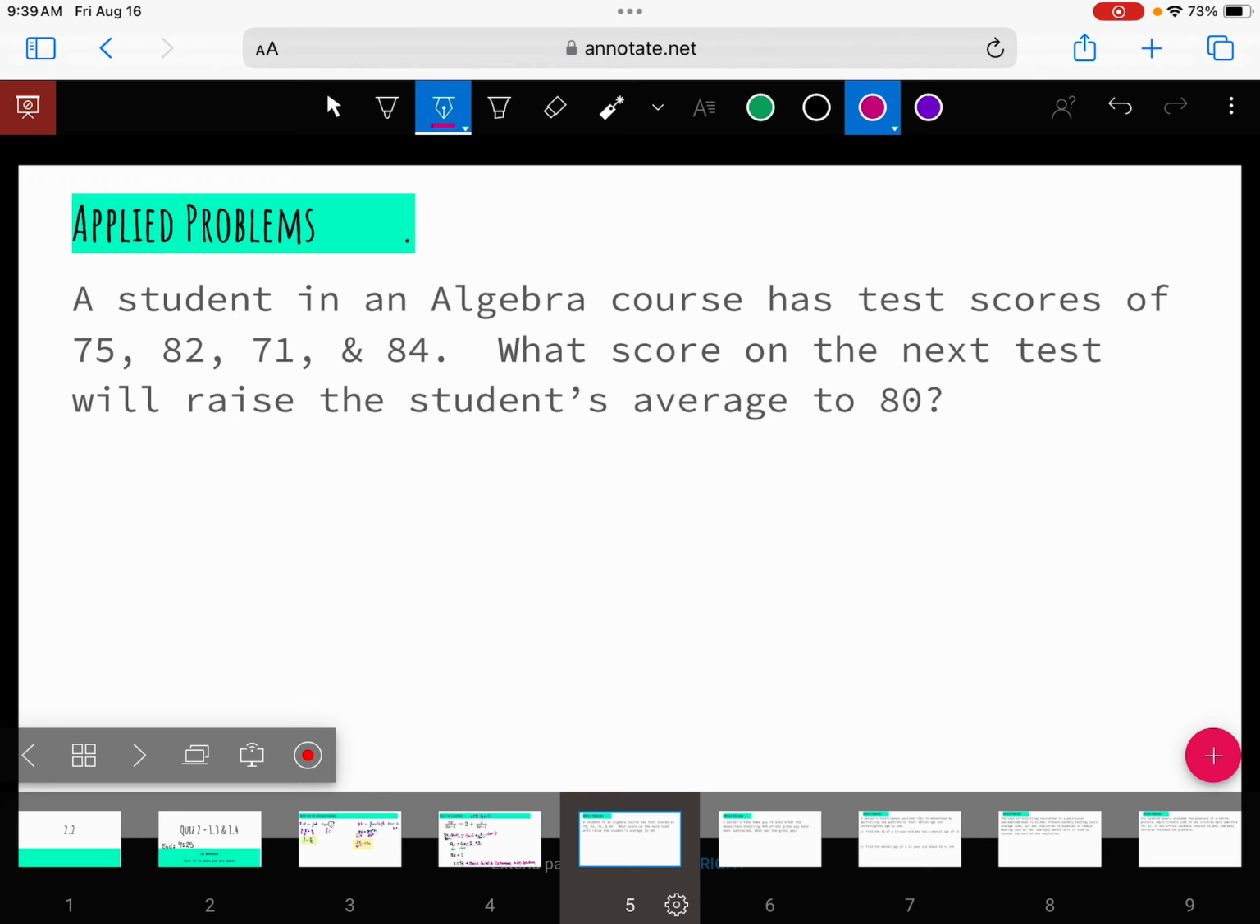But it's solving. It's using the things we just did in solving, just in situations. It's applied problems is what section 2.2 is.